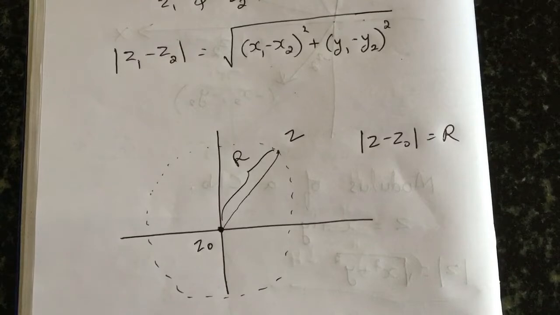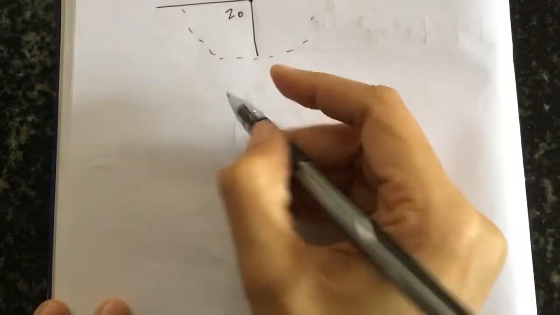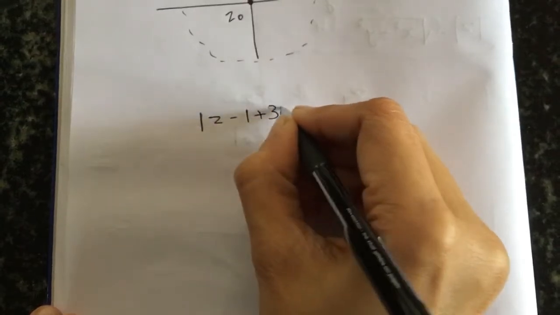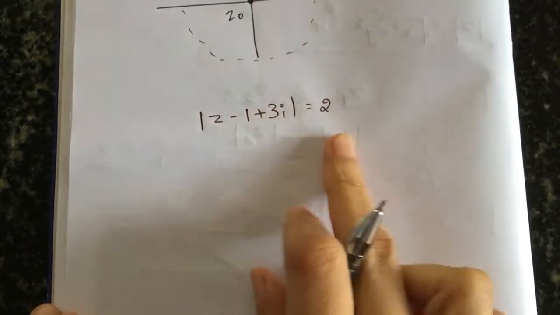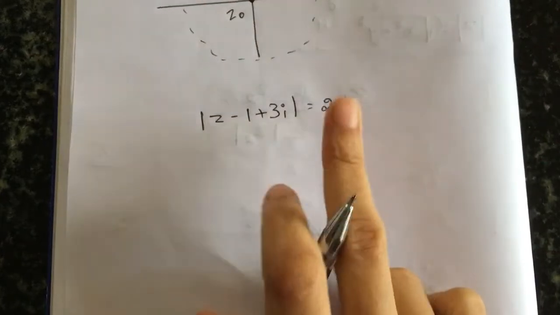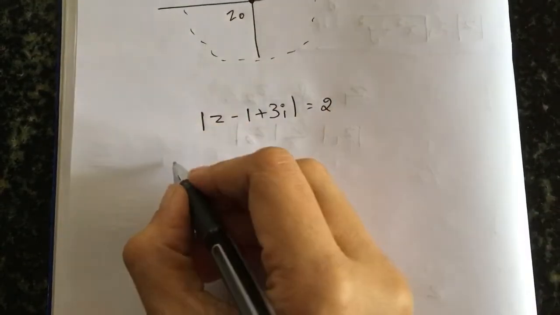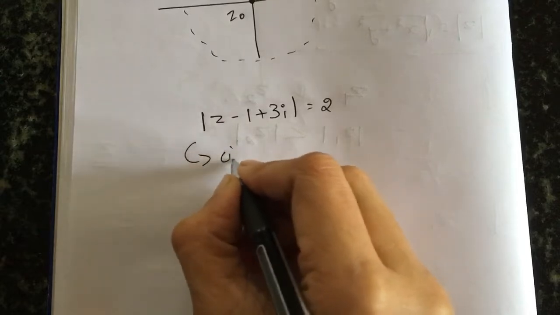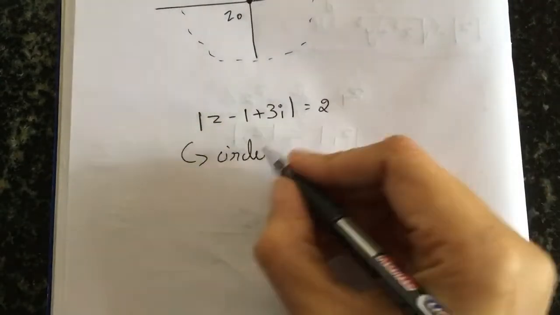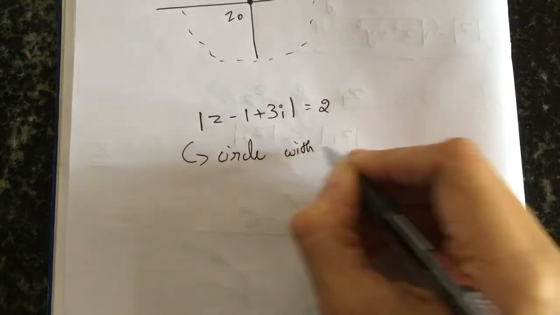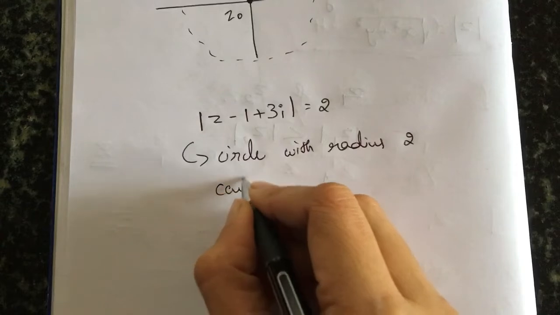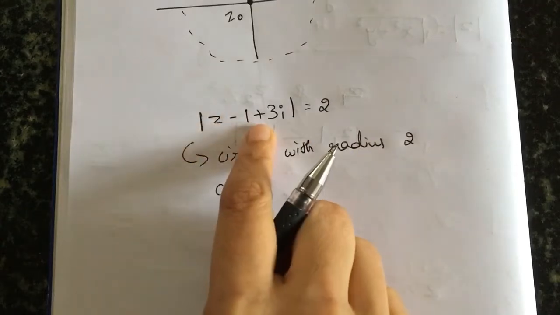So suppose the equation given to us is mod z minus 1 plus 3i equal to 2. The modulus of this equals 2. This equation in fact represents a circle, whose radius is 2, no doubt in that. With radius 2, and where is the center? z minus z naught, right?